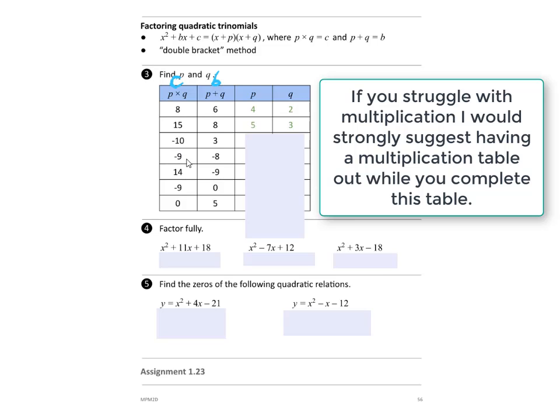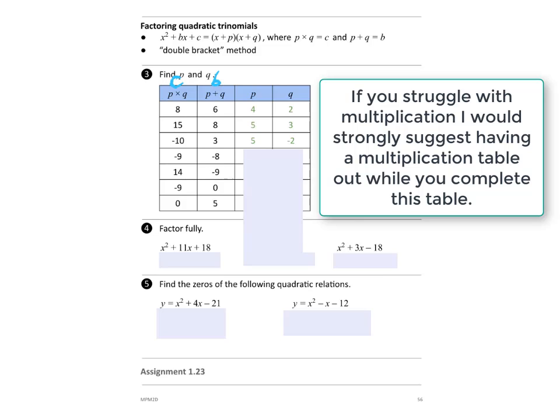Next, we have negative 10 and 3. Multiplies to negative 10, adds to 3. So one of the factors is going to be negative, one's going to be positive. All the factors of 10 are 1, 2, 5, and 10. What two of those factors add to 3 if one is negative, one's positive? If you said 5 and negative 2, you are correct. Or if you said negative 2, 5, that's also correct. Good job.